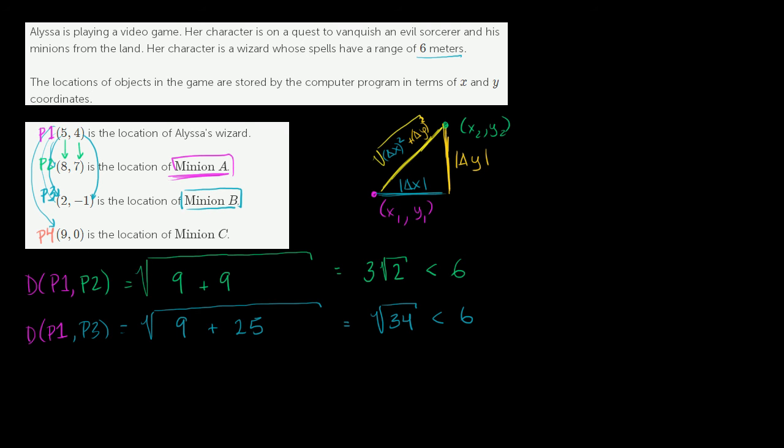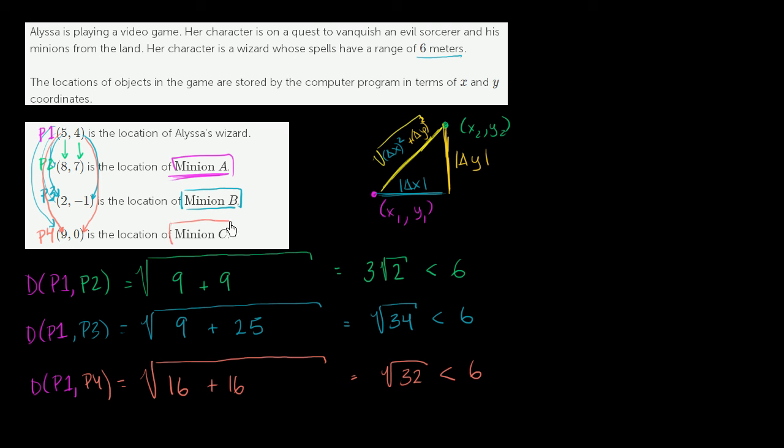Now let's think about this last point. The distance between P1 and P4 is going to be equal to the square root of our change in x squared. Change in x is 4, squared is 16, plus our change in y squared. Our change in y is negative 4, but you square that, you get another 16. So this is going to be the square root of 32. Square root of 32 is clearly less than the square root of 36, which is 6. So this is also going to be less than 6. So she can get at all of the minions. They're all within 6 units of her.